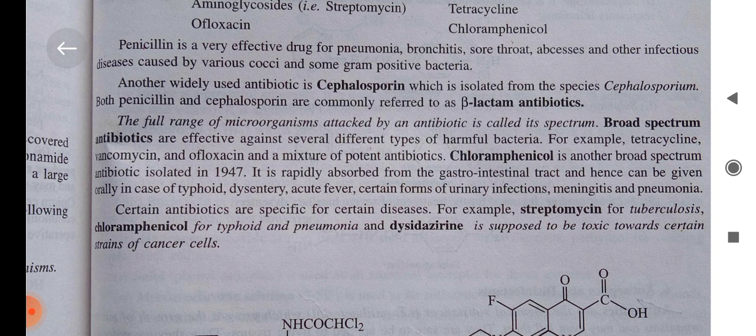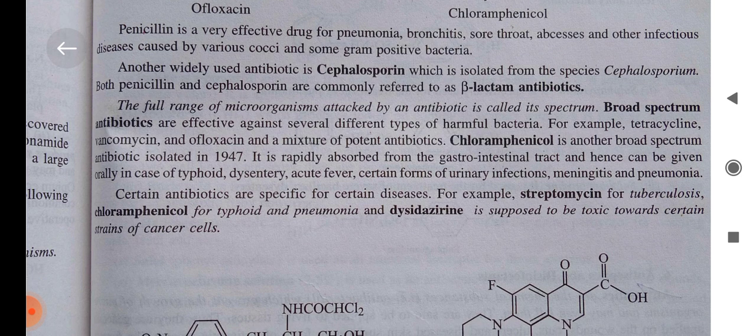cephalosporin, which is isolated from the species Cephalosporium. Both penicillin and cephalosporin are commonly referred to as beta-lactam antibiotics. The full range of microorganisms attacked by an antibiotic is called its spectrum. Broad spectrum antibiotics are effective against several different types of harmful bacteria, and chloramphenicol is another broad spectrum antibiotic, isolated in 1947. It is rapidly absorbed from the gastrointestinal tract and hence can be given orally in case of typhoid, dysentery, acute fever, certain forms of urinary infection, and pneumonia.